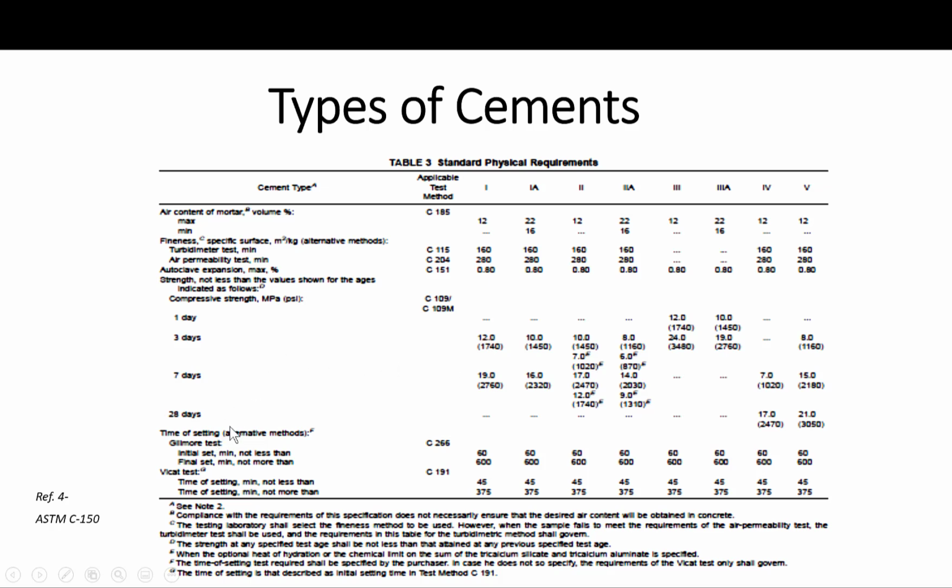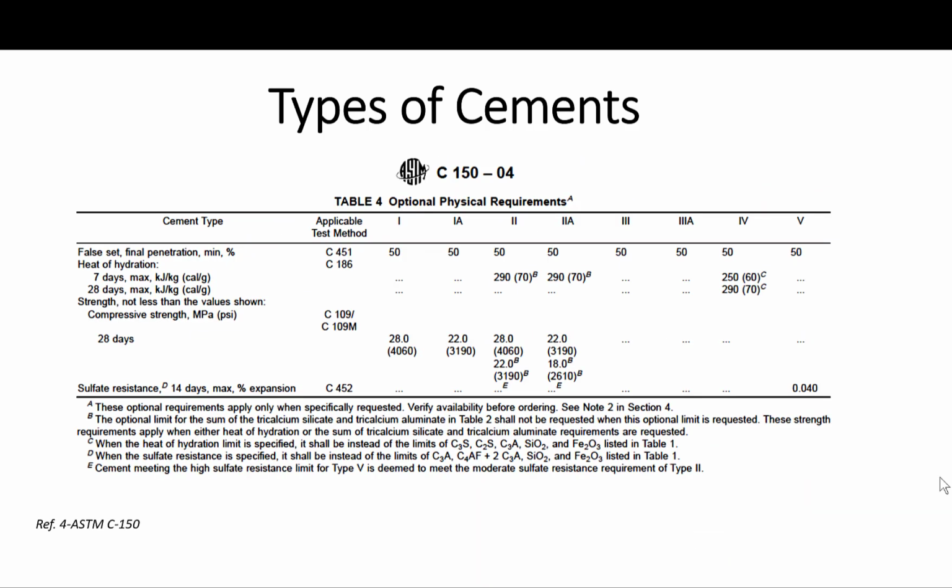Of course, we have the setting time. Again, we have both tests here based on Gillmore test or Vicat test, depending on which test is being reported. Okay, so this is a good reference really to look at, become familiar. What are the standard physical requirements that should be provided by the cement producer or the concrete producer who is supplying the concrete to your job?